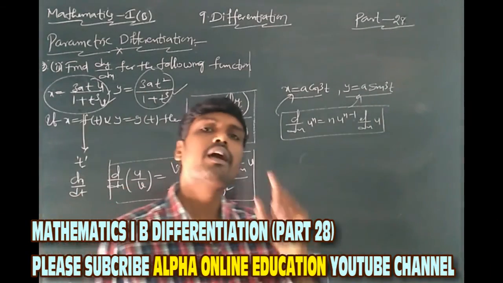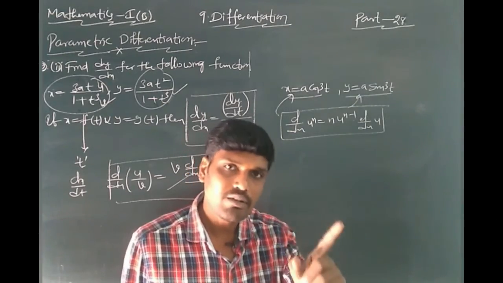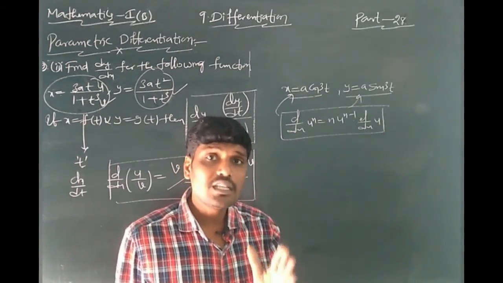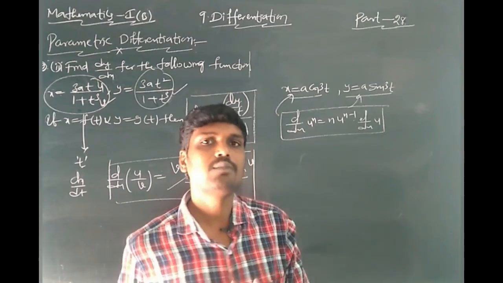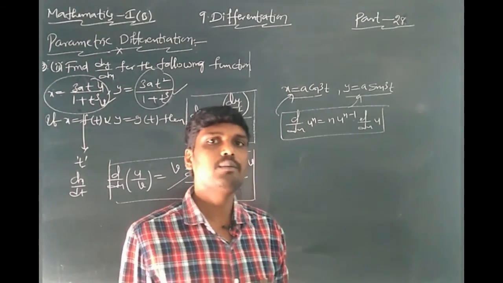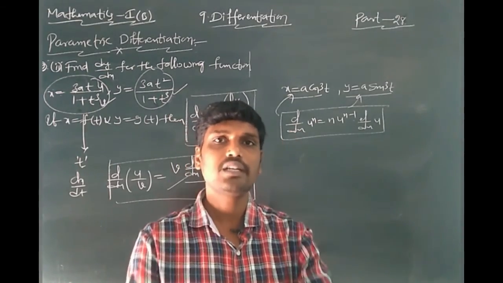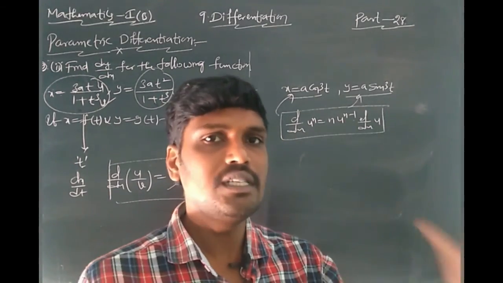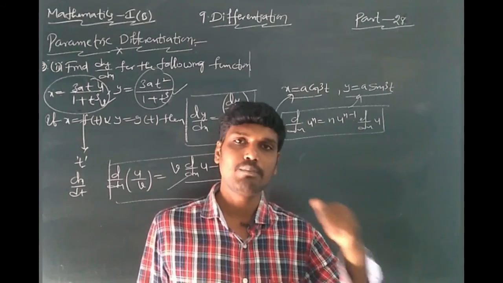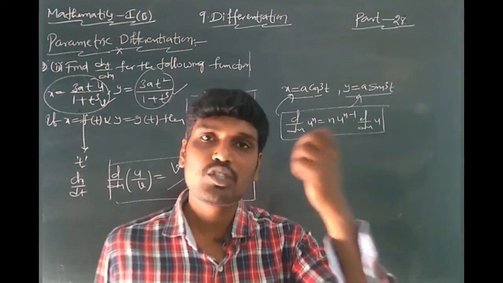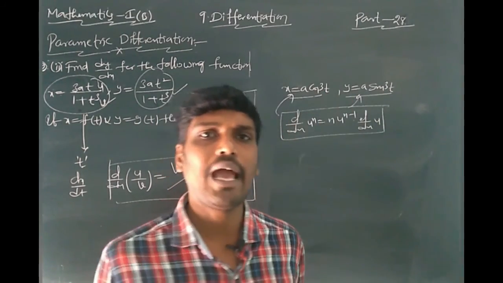What is that formula? dy by dx is equal to dy by dt by dx by dt. In this formula, first you find dx by dt, after that you find dy by dt, and after that these two values are substituted in dy by dx, and you get the dy by dx value. This is the parametric differentiation method. In this method, the previous two problems are repeated problems in the IP examination.